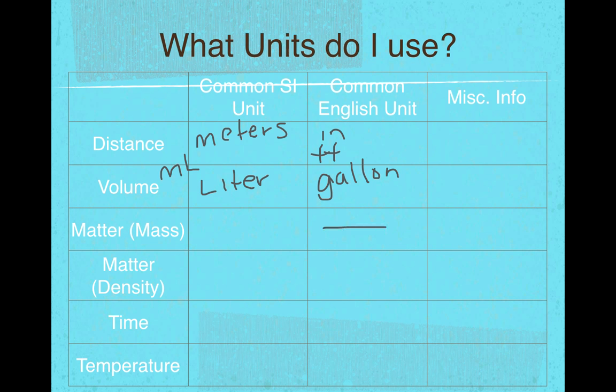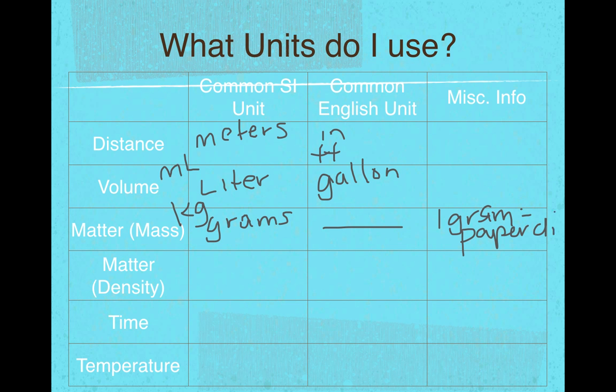Okay, mass is how much space something takes up. For now, we're not going to worry about the common English unit. For mass, matter, for the SI unit, our base unit is our grams. Okay, so it's 1 unit of mass. The other big unit that we use here would be our kilogram. We don't use the other ones very often. Okay, 1 gram is about a paper clip. Just so you can get an idea.